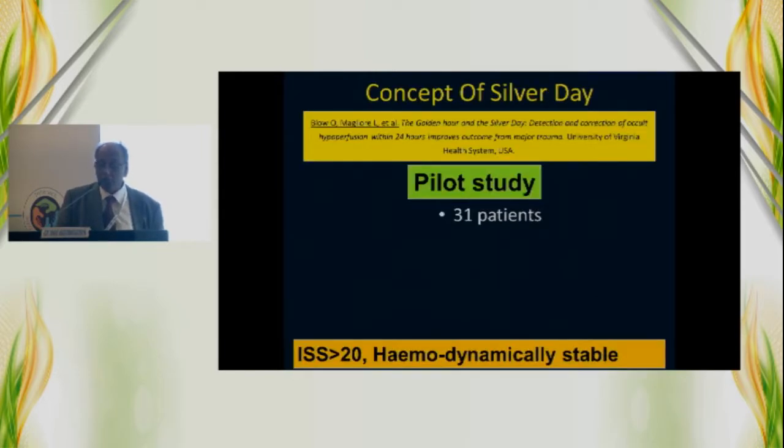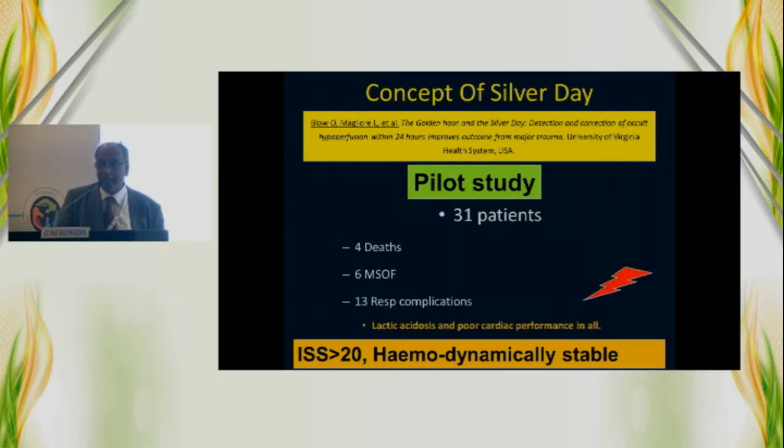So the concept of the silver day was brought about by Blow and Magliori. They talked about golden hour and the silver day: the detection and correction of occult hypoperfusion within 24 hours improves the outcomes of major trauma. So they initially did a pilot study of 31 patients with an ISS score of more than 20 who were hemodynamically stable, and they had 4 deaths, 6 multi-system organ failures, and 13 respiratory complications. And all these patients had high lactate levels in the blood.